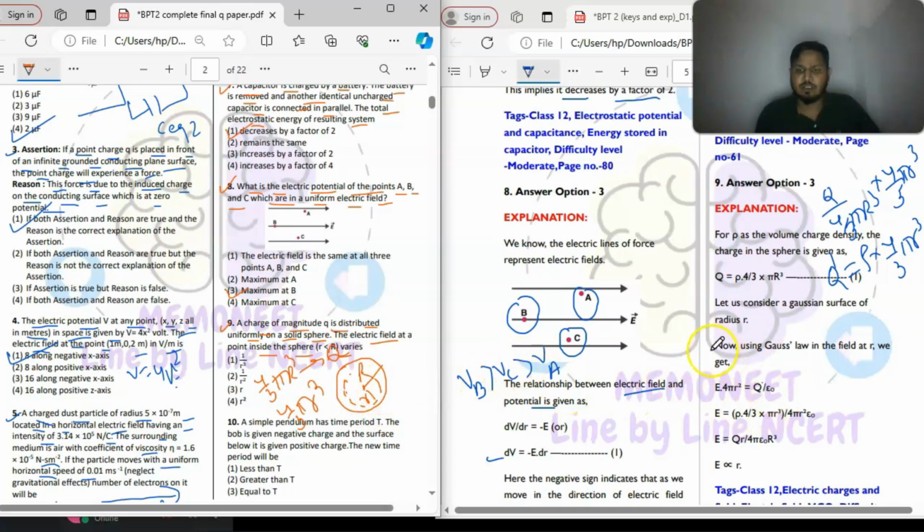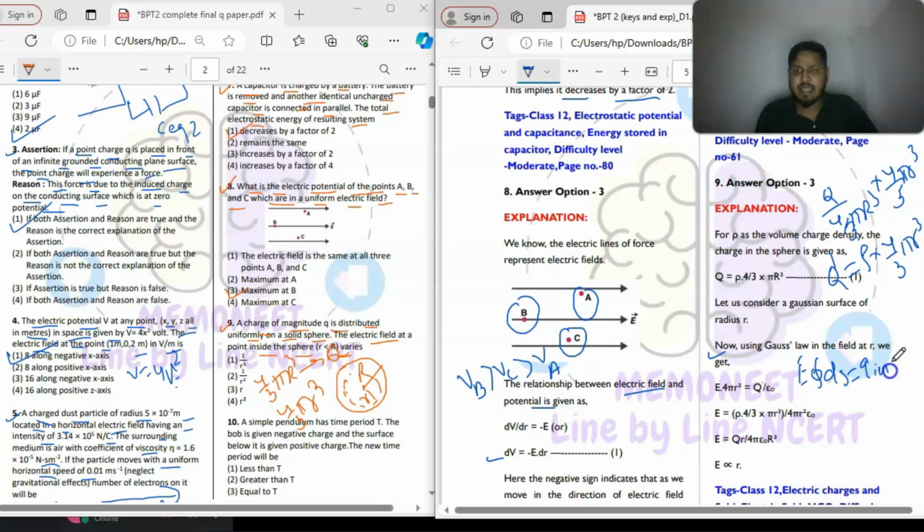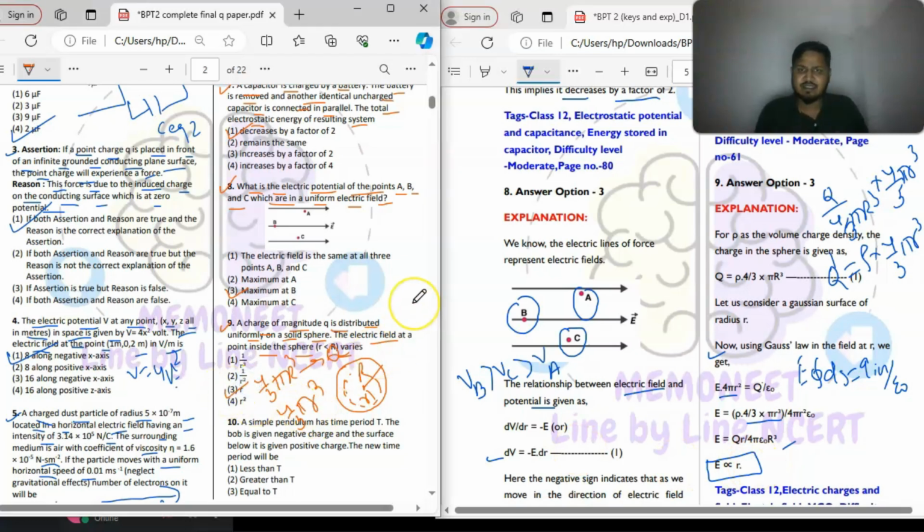Now apply the Gauss theorem. What is Gauss theorem? E dot ds is equal to Q enclosed by epsilon naught. E dot ds is 4 pi r square, and Q enclosed is Q dash by epsilon naught. Now put the value of Q dash, that is rho into 4 by 3 pi r cube, over 4 pi r square epsilon naught. After solving this, you get this one. From this we observe that rho and Q are constants, so E is directly proportional to r. So our third option will be the correct option, right?